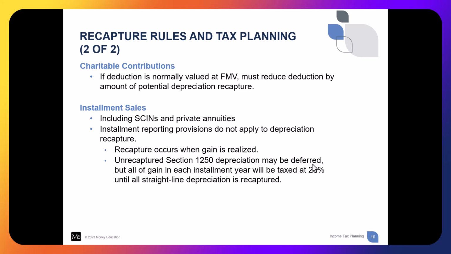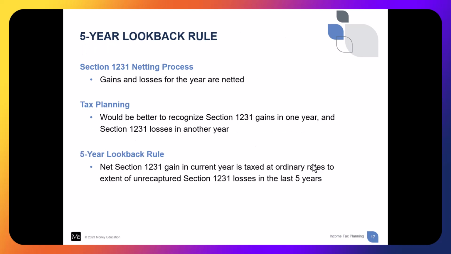If it's a charitable contribution, and the deduction is normally valued at fair market value, you must reduce the deduction by potential recapture depreciation. If it's an installment sale, including private annuities, the installment reporting provision does not apply to depreciation recapture. Recapture occurs when the gain is realized. Unrecaptured Section 1250 may need to be deferred, but all of the gain in each installment year will be taxed at 25% until straight line is recaptured completely on an installment sale.